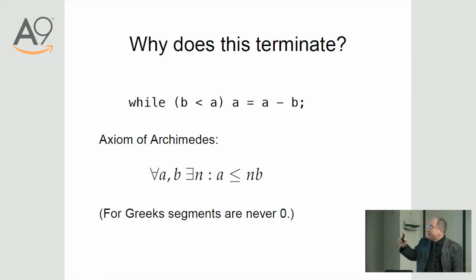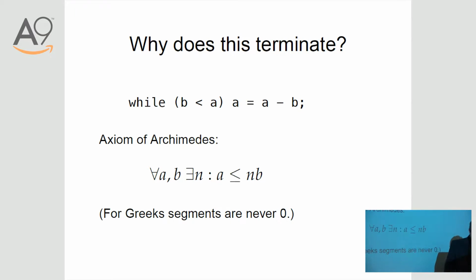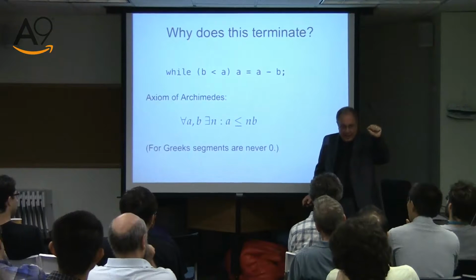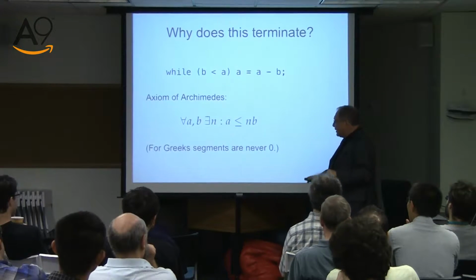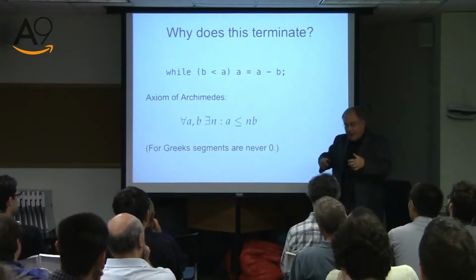So we need the following axiom. We need to say that for any two line segments A and B, there exists an integer n, a natural number n, such that if you take enough b's, n b's, it will be greater than a. In other words, there are no infinite quantities. This is known as Archimedes' axiom, that is, that finitely many b's could always exceed a.